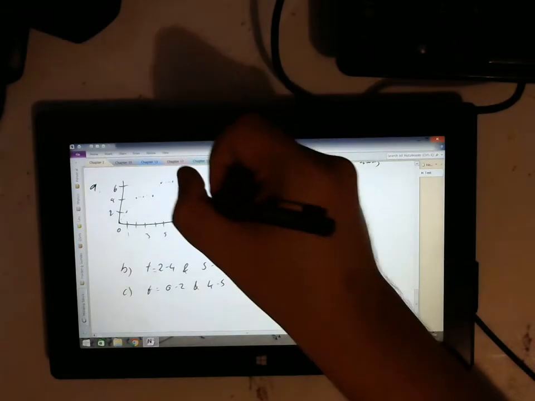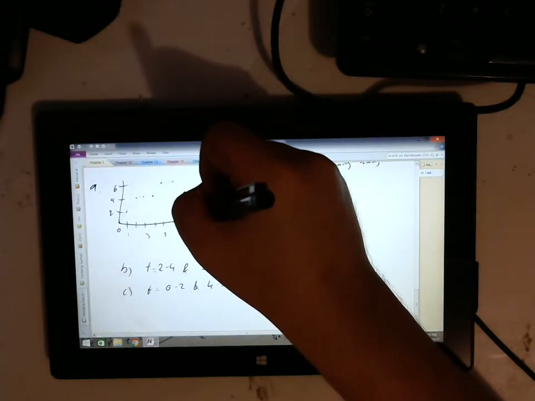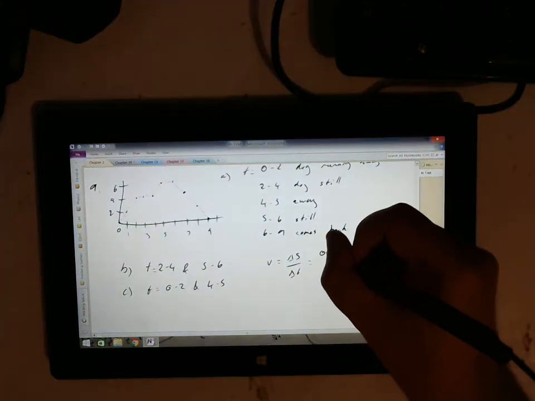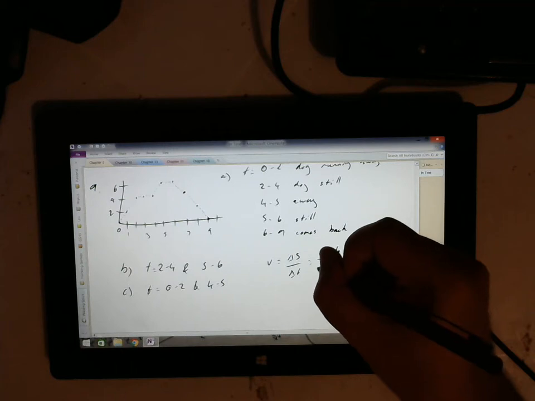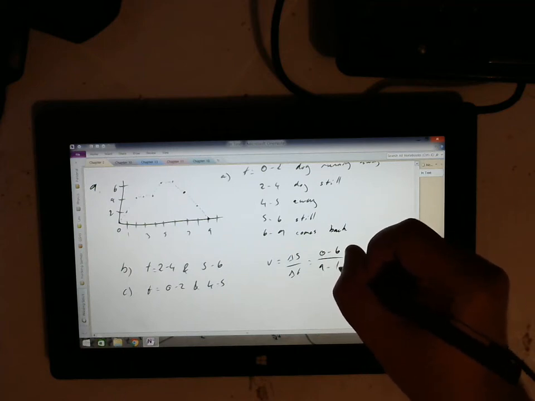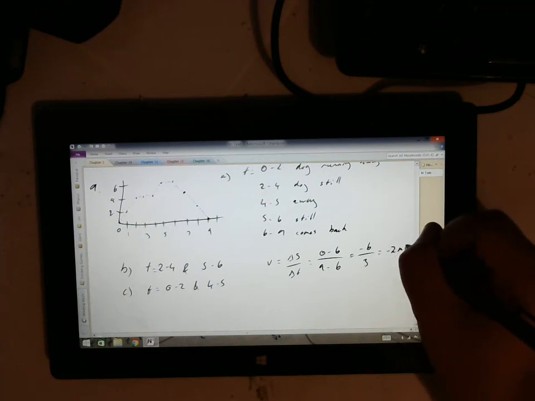I'm just going to do this last slope here. We can see it's the change in displacement. It ends at 0, started at 6, so 0 take away 6, and it went from 9 till 6, so 9 take away 6 seconds, which gives us negative 6 over 3 equals negative 2 meters per second.